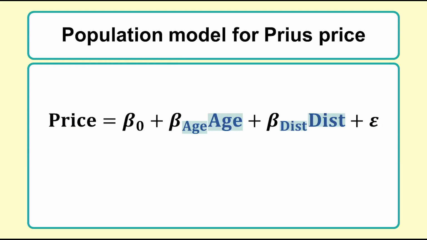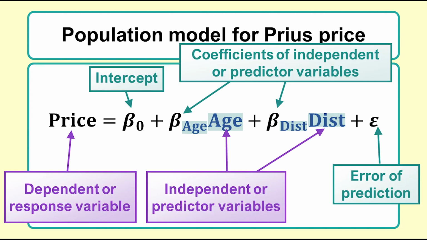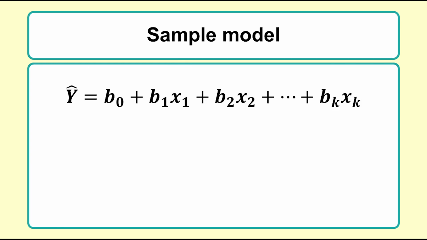For the Prius model, we could write it like this. I prefer to use meaningful subscripts where possible, so I would write it as beta 0, beta subscript age, and beta subscript distance, or dist. The sample model is y hat equals b0 plus b1 x1 plus b2 x2 and so on up to bk xk. We use the regular letter b instead of the Greek letter beta to indicate that it is a sample estimate of the population parameter.